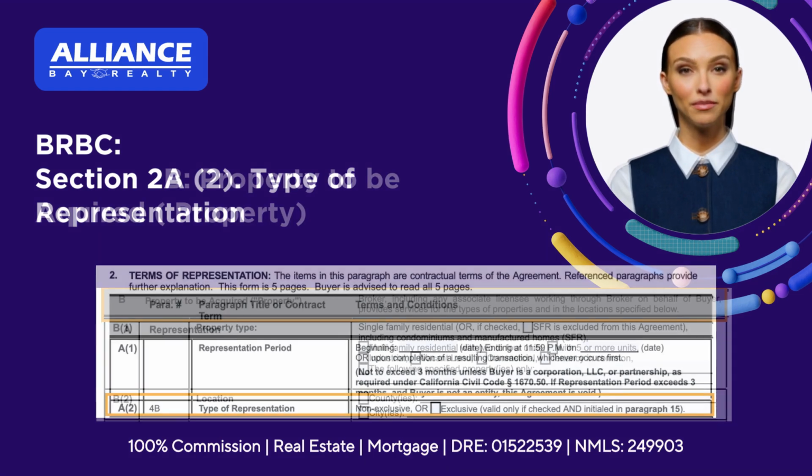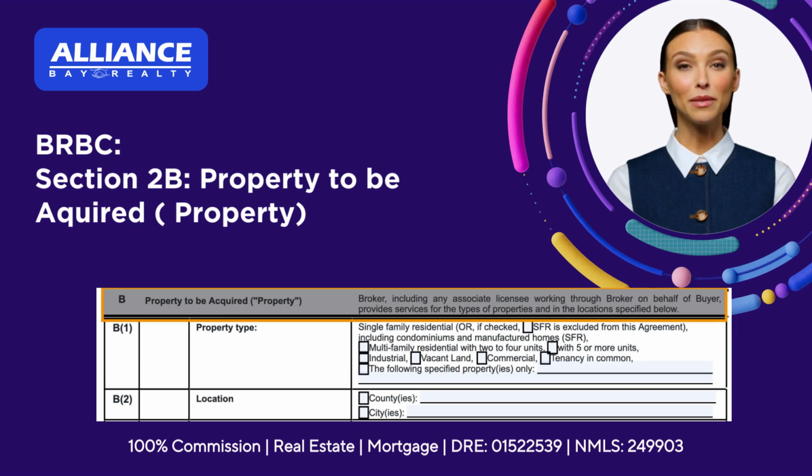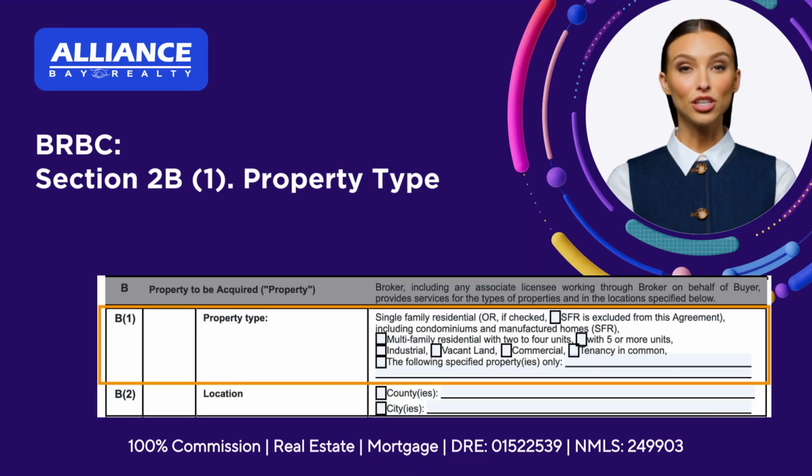the form. Section 2B. Property to be acquired. This section narrows down what kind of property and where you're helping the buyer. The gray wording at the top basically says, the broker and any associate licensee working through the broker will provide services only for the property types and locations described here. Section 2B1, Property Type. You'll see several checkboxes. This is where you define the categories of property covered by the agreement.